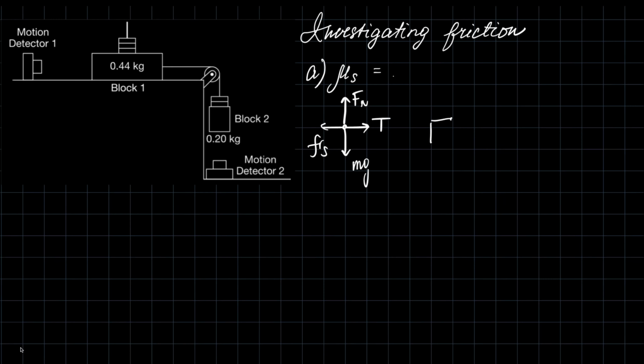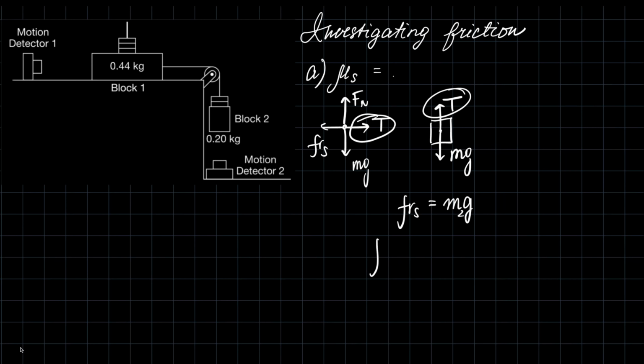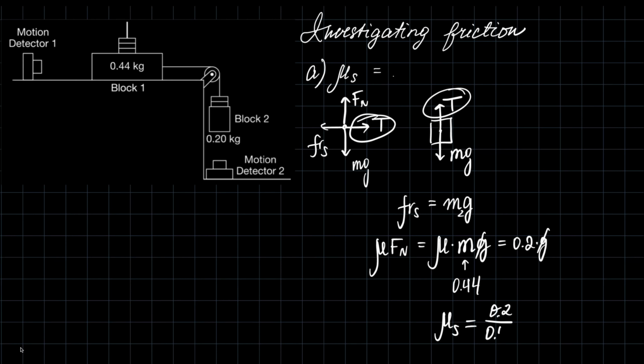Block 2 is hanging, so it only has two forces. It has also mg and that very same tension, and this tension and that tension are identical. So therefore I can say that force of friction static on block 1 should be equal to gravity on block 2. Mu times normal force, and since it's just flat and there are no vertical components of any force other than gravity, it's going to be mu mg. This is 0.44, should be equal to 0.2 times g, g cancels, and we end up with mu static, the minimum coefficient of static friction, which can be found as 0.2 divided by 0.44. There we are, we answered question A.